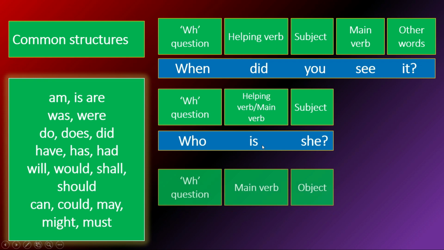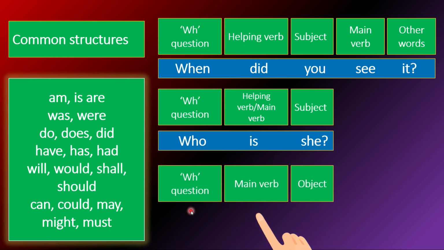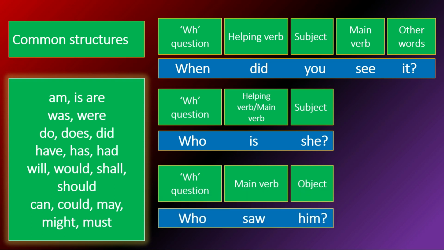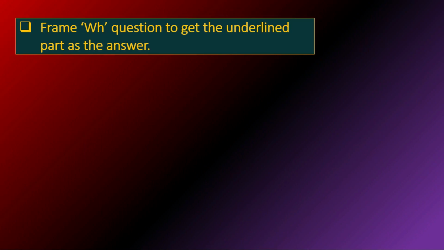Now another structure. We have WH question and main verb and object. Look at this example sentence. Who saw him? Or you can say, who kicked the chair? Who killed the woman? There's a main verb, no need to add any helping verb. Now, let's try to frame WH questions to get the underlined part as the answers.